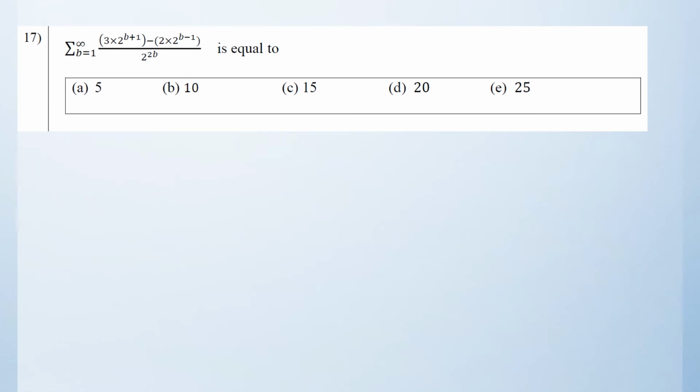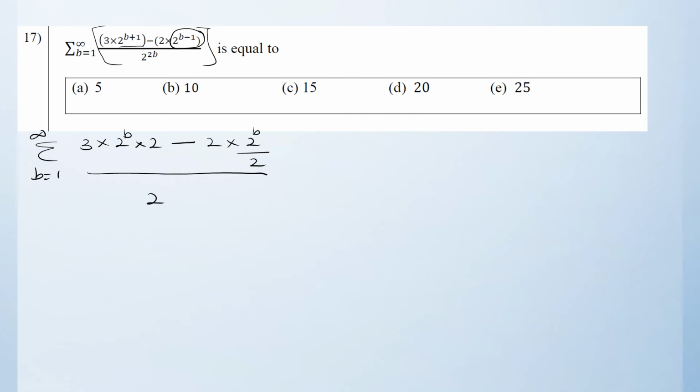Question number 17. We have the summation as b equals 1 to infinity of the given terms. So before taking the summation, we have to simplify the pattern of the terms. So what we have is b equals 1 to infinity. Here we have 3 into 2b into 2, because we have 2 to the power b plus 1. We have 2 into 2b over 2 as 2 to the power b minus 1. Then here we have 2 to the power 2b. I can rearrange that as 2b into 2b. So we can take the common factor as 2b.